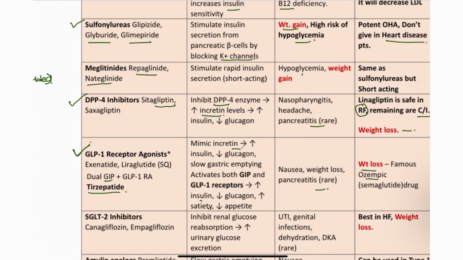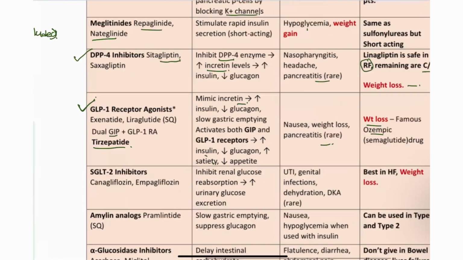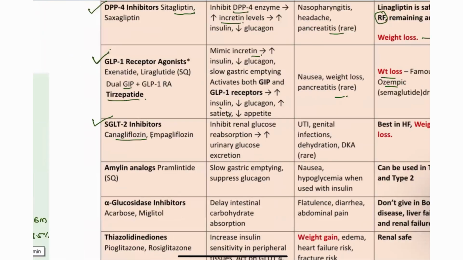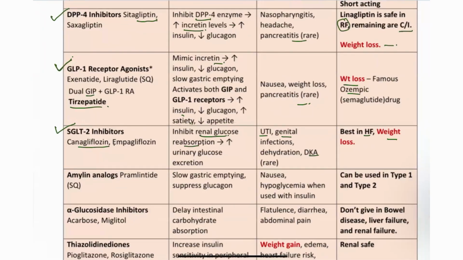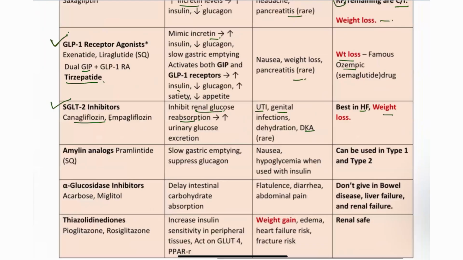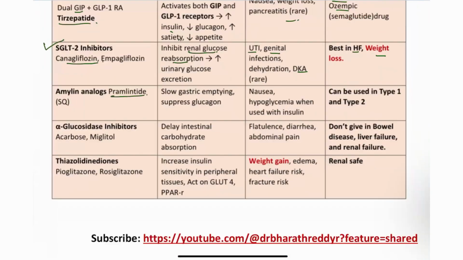Next, canagliflozin and empagliflozin. These drugs are SGLT2 inhibitors. They are good for heart failure patients and weight loss, but they are bad for genital infections or UTIs, and there is a high risk of DKA also. Renal glucose reabsorption is blocked with the SGLT2 inhibitors. Next, amylin analogs, the example is pramlintide. This is going to decrease gastric emptying and suppress glucagon, and is commonly associated with nausea and hypoglycemia. And this drug is subcutaneous.